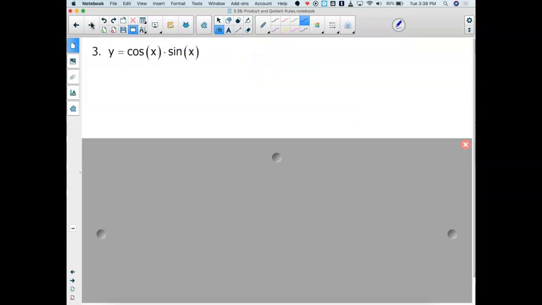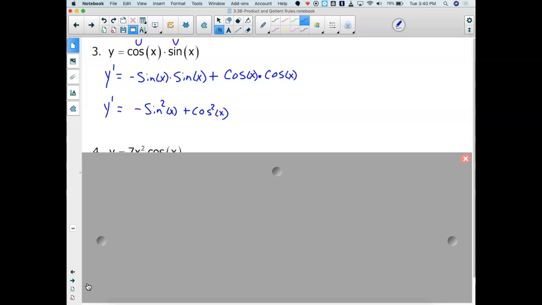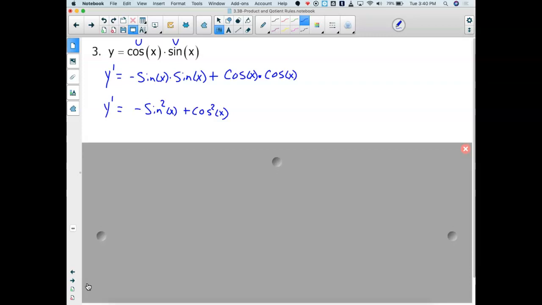This is a tricky one. Give this one a try, and I will be back. Okay, hopefully if you got to this point, you're semi-correct, okay? If you got this down to y prime equals negative sine squared x plus cosine squared x, Kruger would say that is not simplified yet.